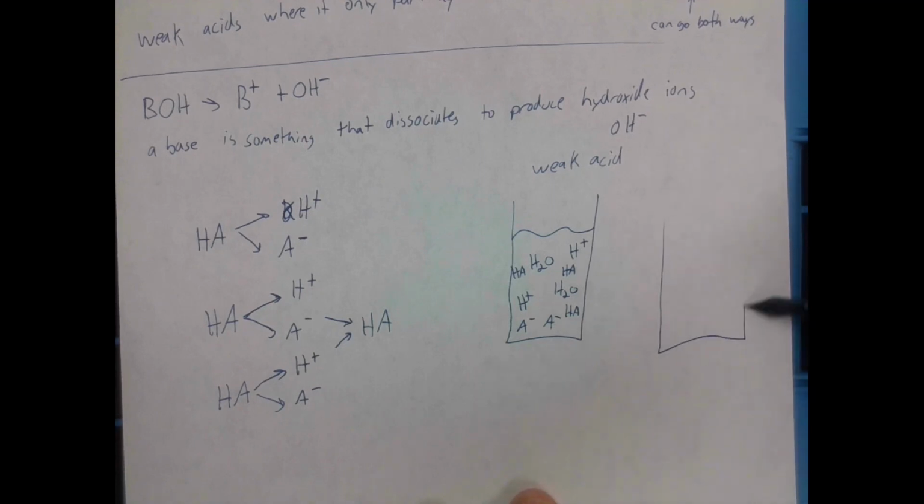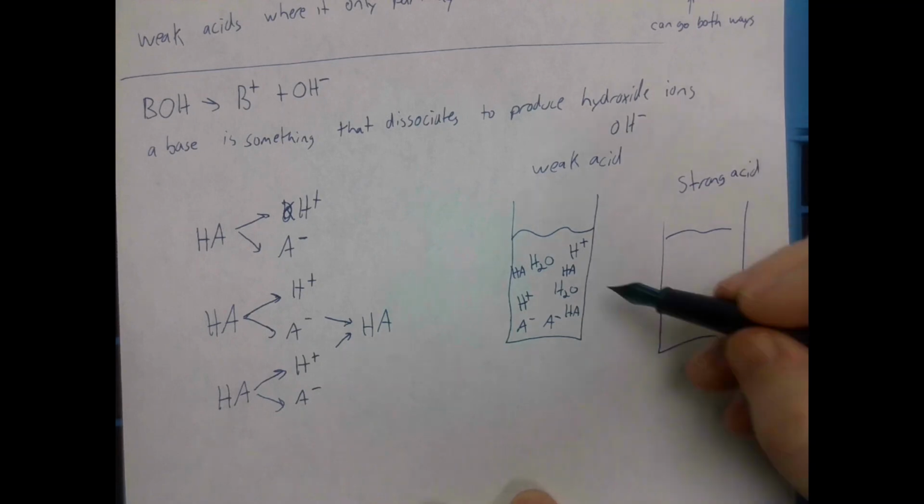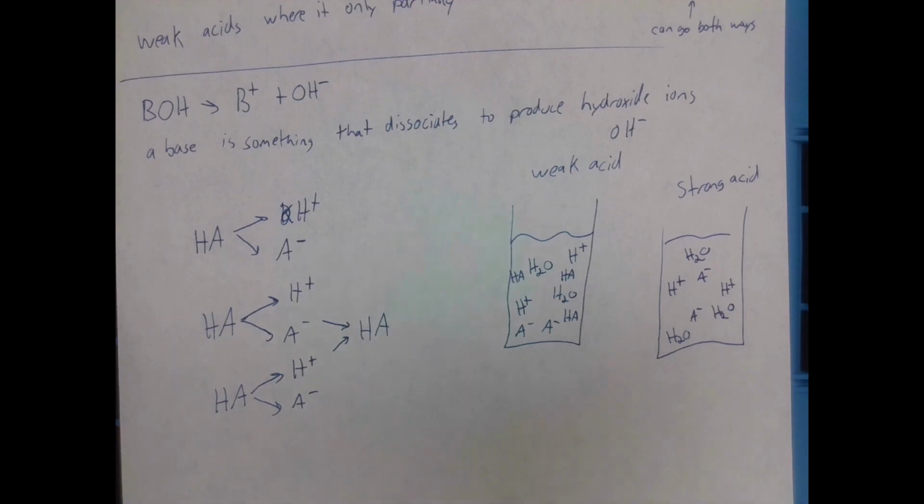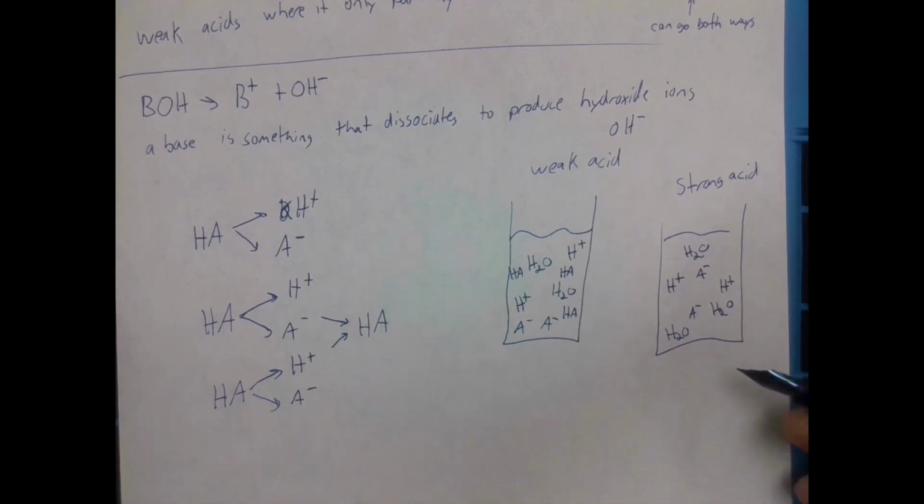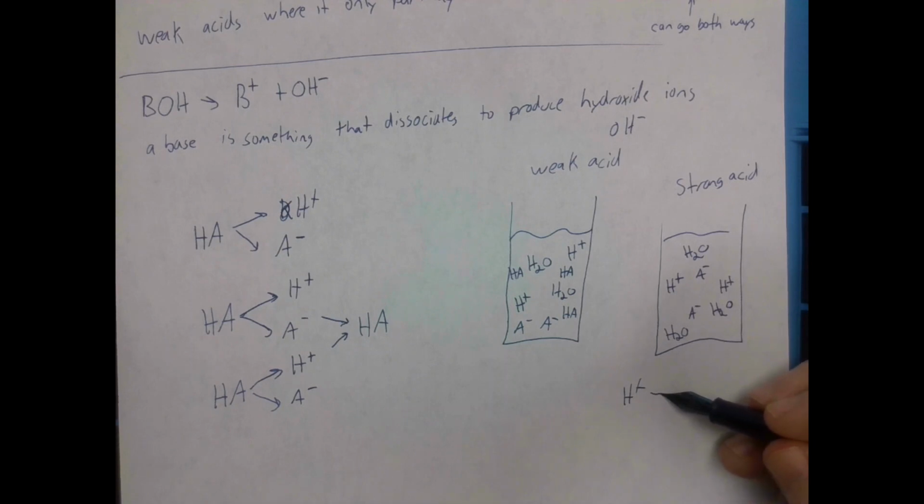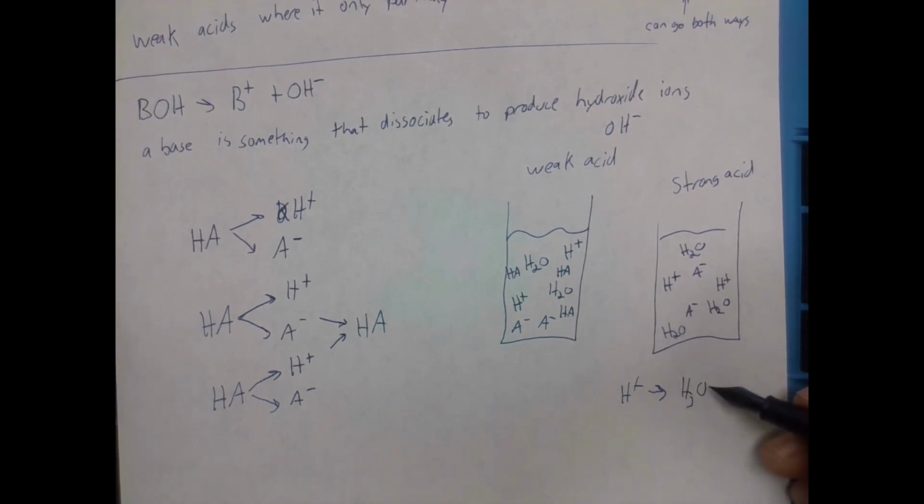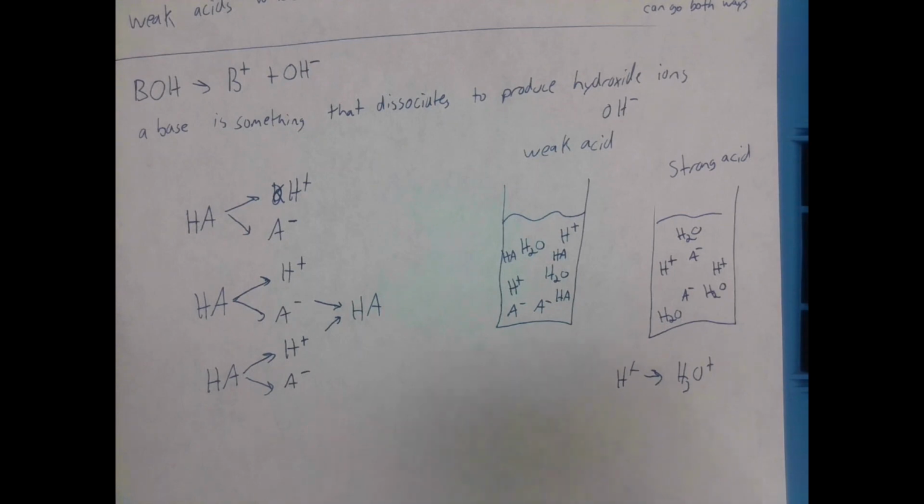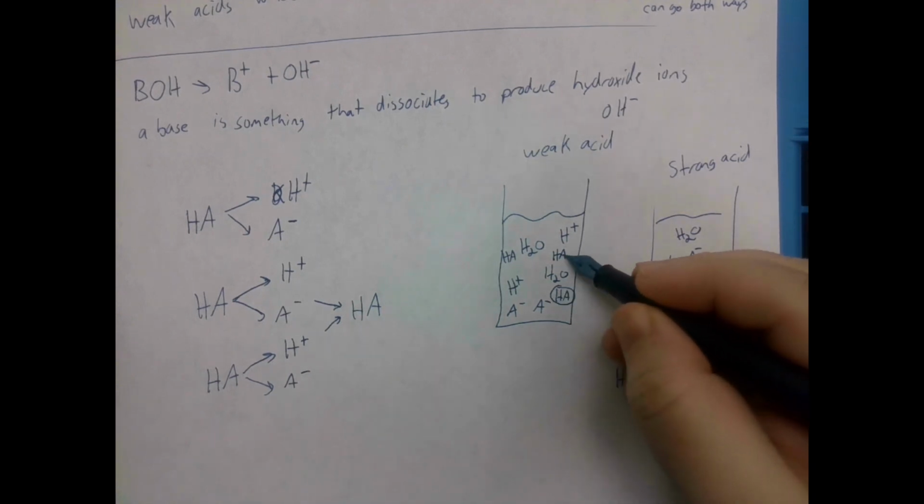A strong acid, however, there is no HA, there's only H plus and A negative everywhere. It completely breaks apart, and there is water. Keep in mind, again, H plus doesn't exist. It's really H3O plus, but I like thinking in terms of H plus, as it just makes it easier. So the difference here is these whole molecules of acid.